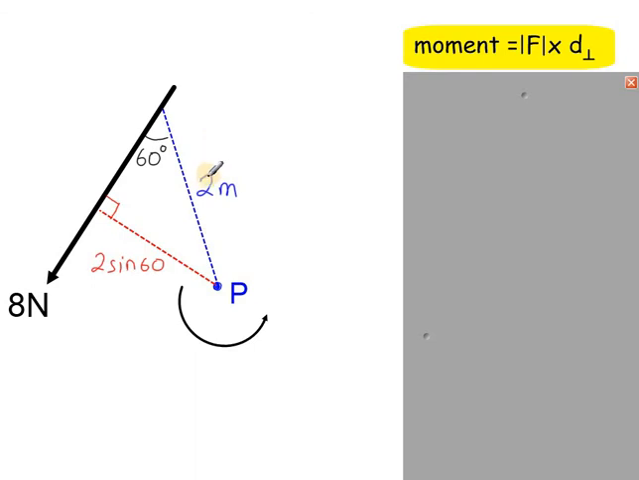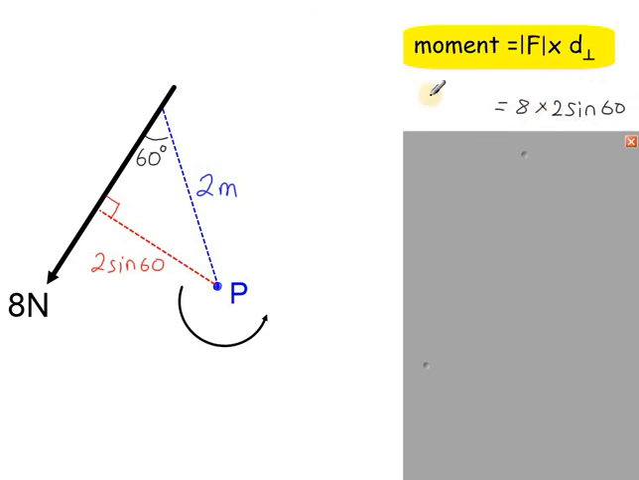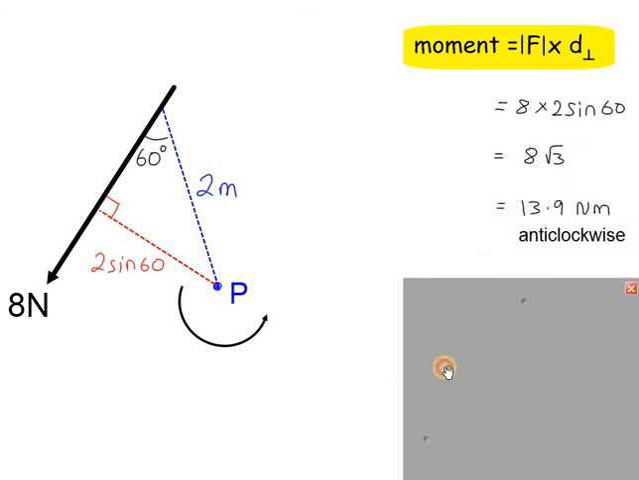So 2 times sine 60 will give the opposite side. So then we have the force, 8 newtons, times the perpendicular distance, so this one here in red, 2 sine 60, and 8 root 3 Newton meters, that's the exact value of the moment, or 13.9 Newton meters. And we can see the force, if we follow the direction of the arrow and we go around the pivot point, it's anti-clockwise.